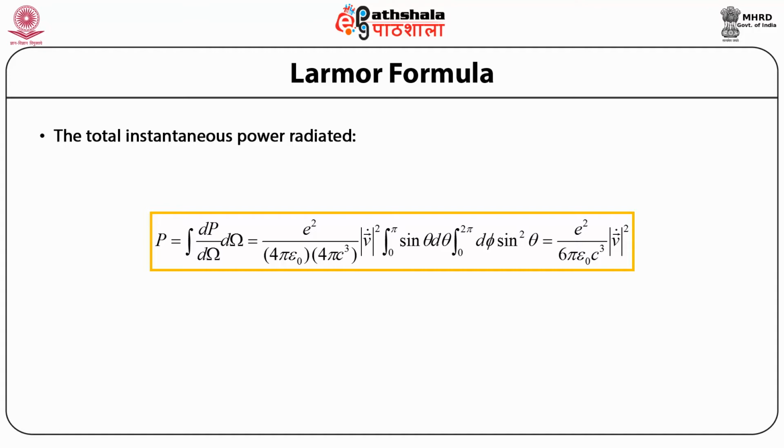The total instantaneous power radiated will be P equals the integral of dP by d omega into d omega, equals e square divided by 4 pi epsilon naught into 4 pi c, Larmor's formula. Let us now find the radiation produced by such a charged particle.